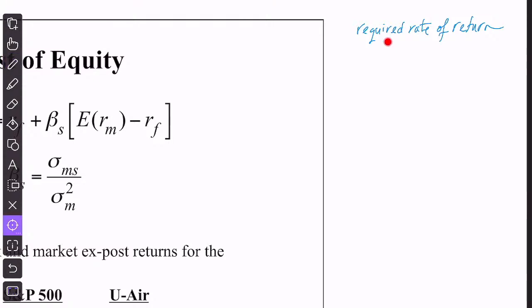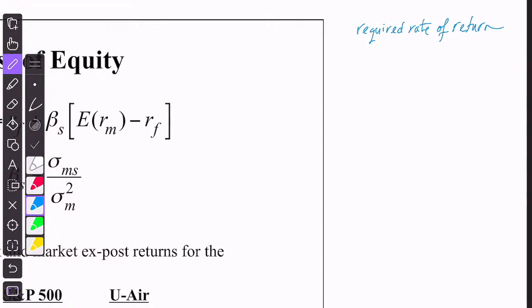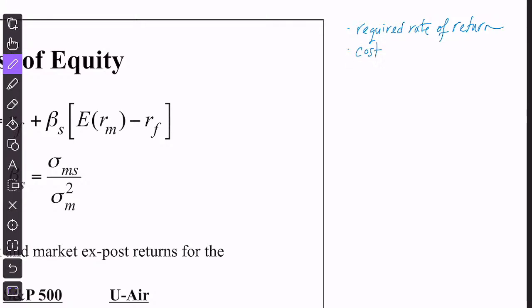So the required rate of return we use for valuing assets or projects is the same as saying cost of capital. It's also used to refer to what's called the hurdle rate or discount rate. These are all the same terms. It's just a matter of the context, right?